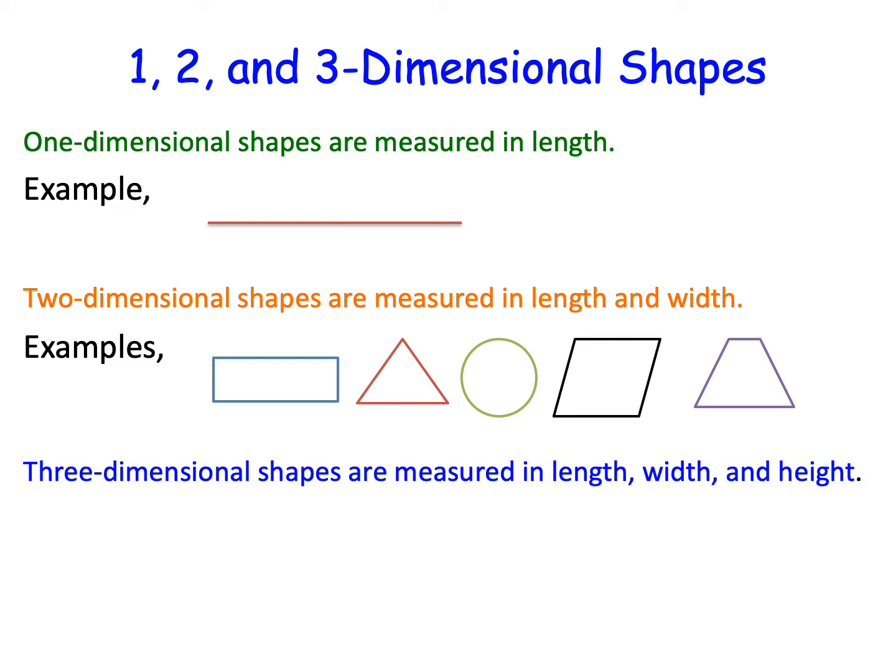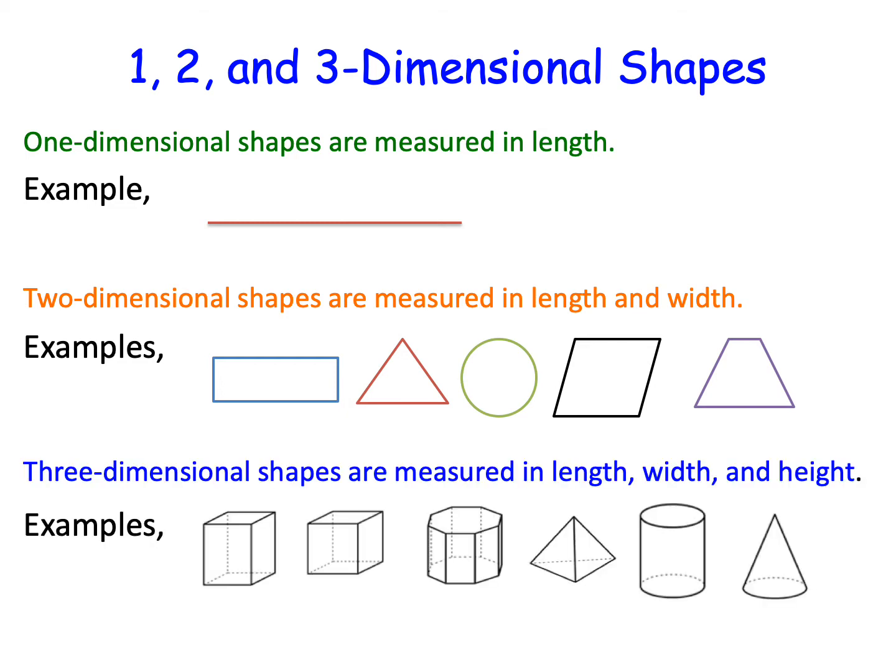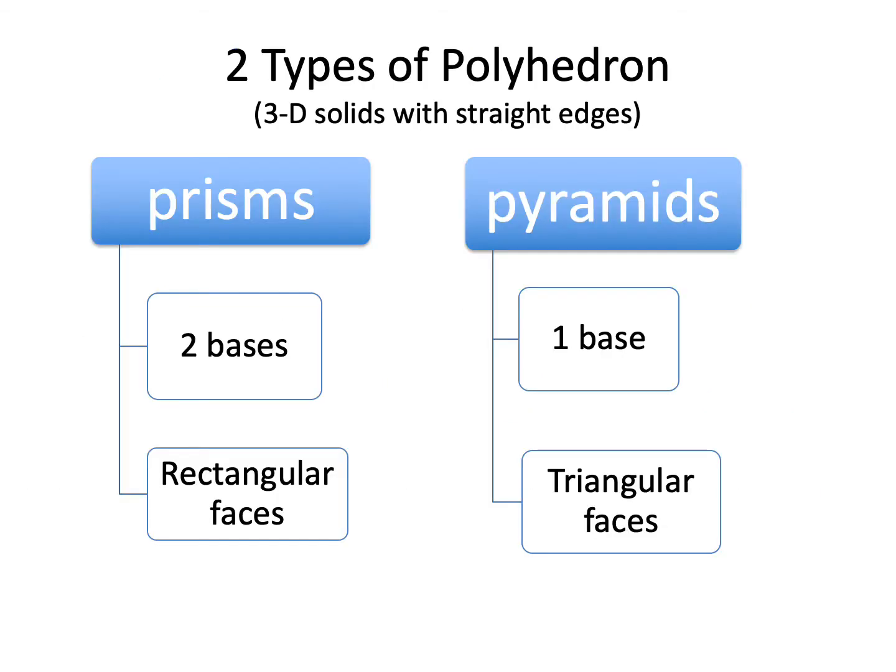3-dimensional shapes are measured in length, width, and height. Here are some examples of 3-dimensional shapes. We'll be looking at the different names for those in this lesson. Notice that you can measure the volume of a 3-dimensional shape. Volume is a 3-dimensional measurement. We could also measure the surface area of a 3-dimensional shape.